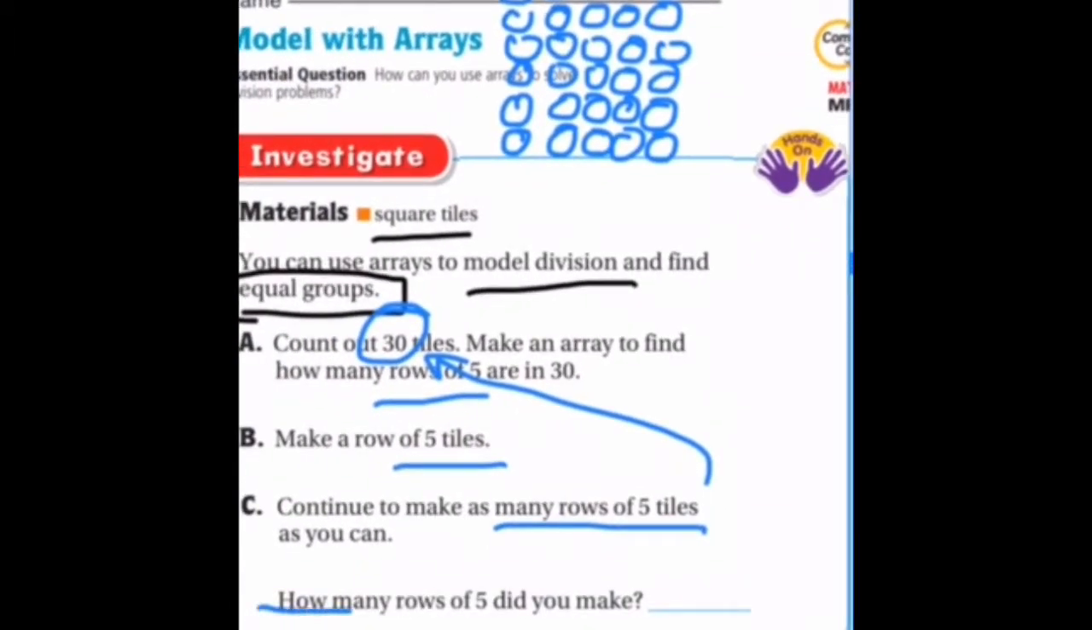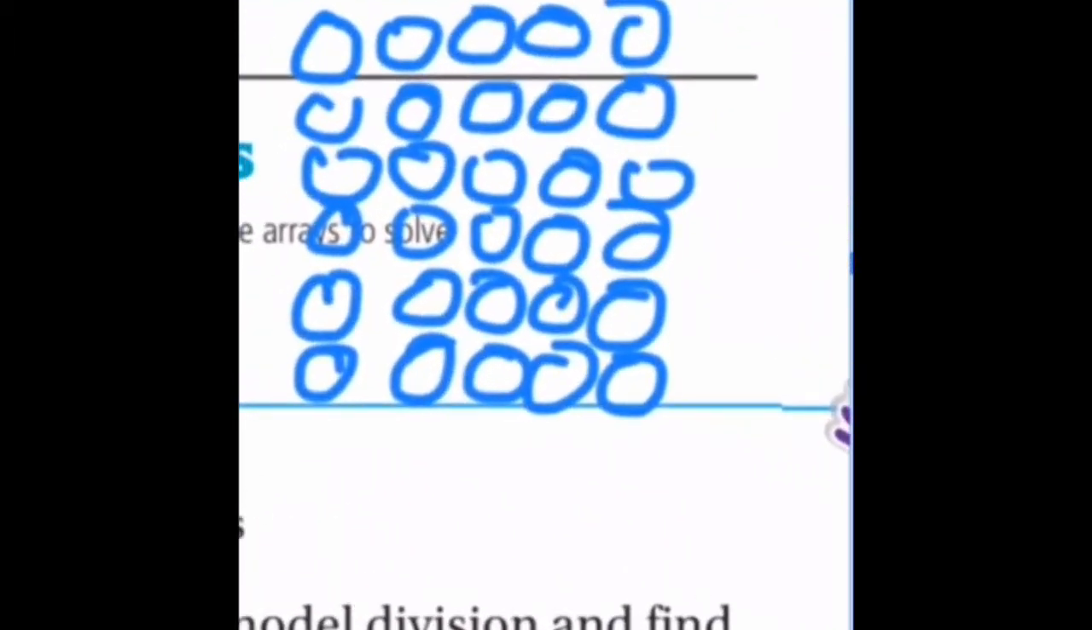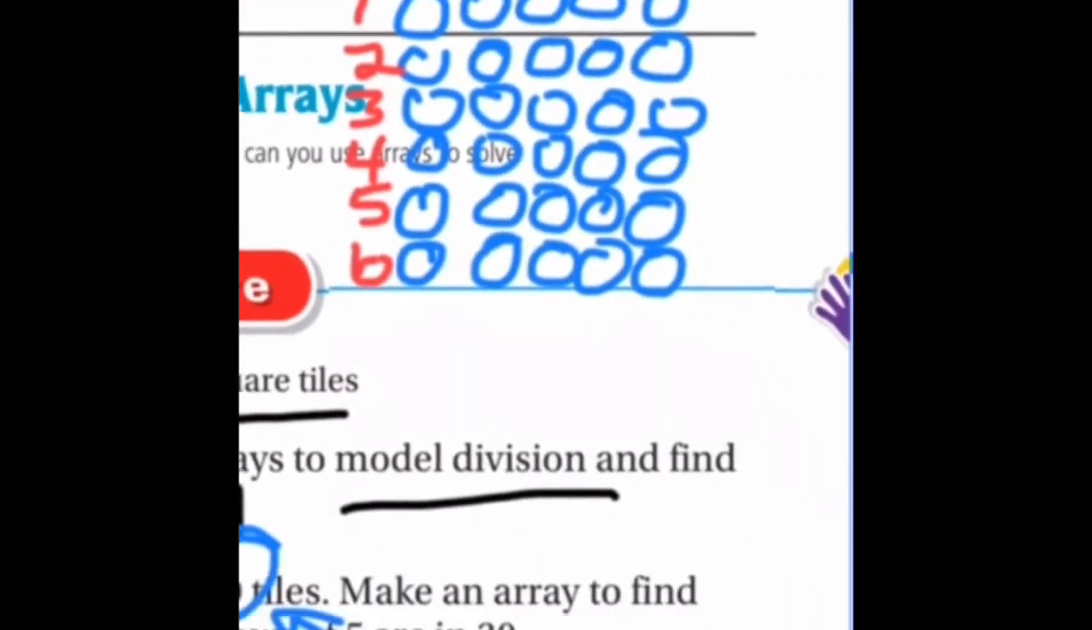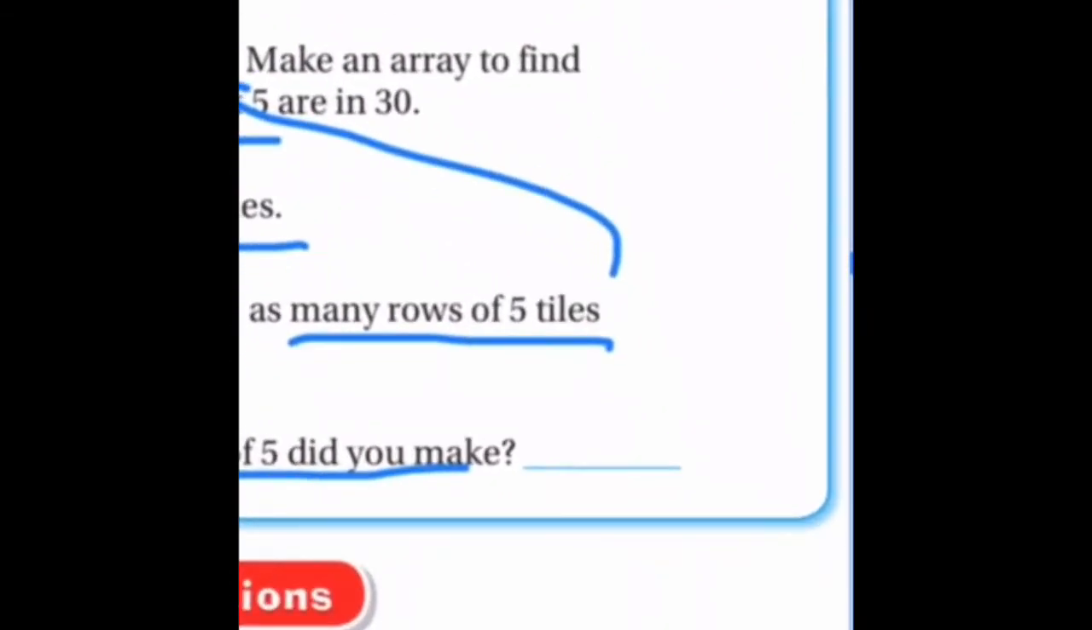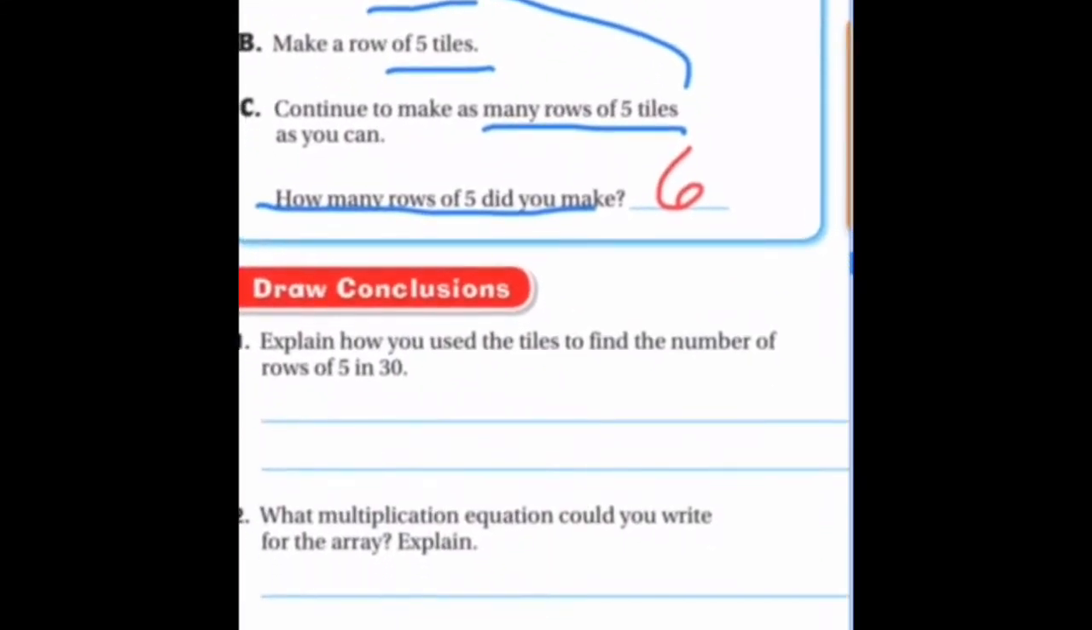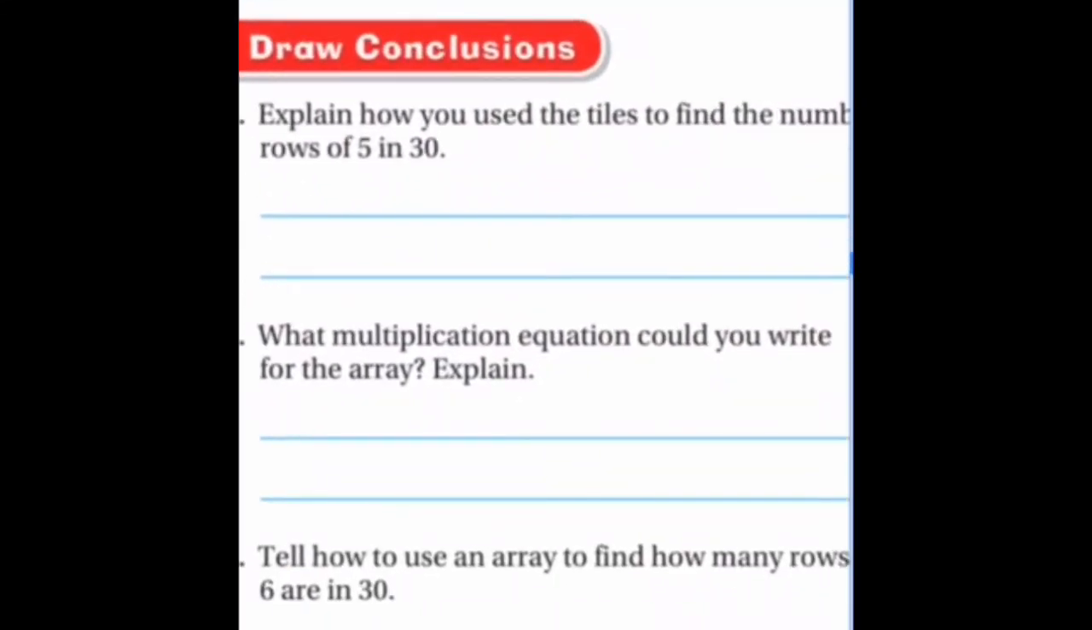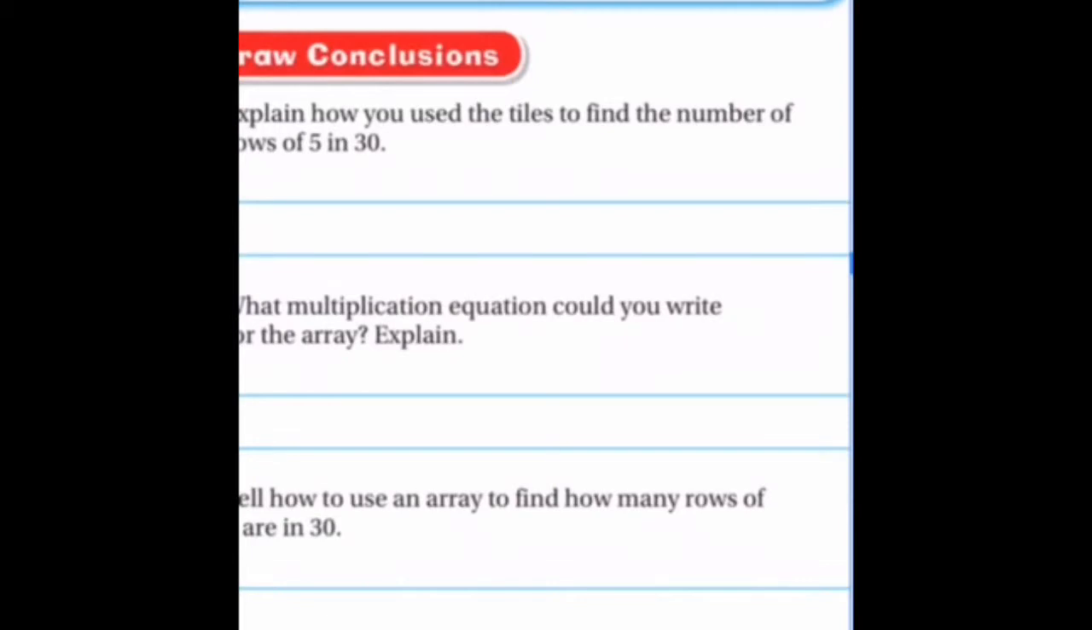So then, how many rows of 5 did I make? Well, I need to count those up. Here's 1 row, 2, 3, 4, 5, 6 rows. I made 6 rows of 5. There we go. Okay, draw conclusions. Explain how I use tiles to find the number of rows of 5 in 30.